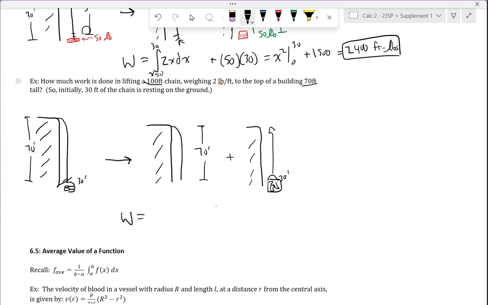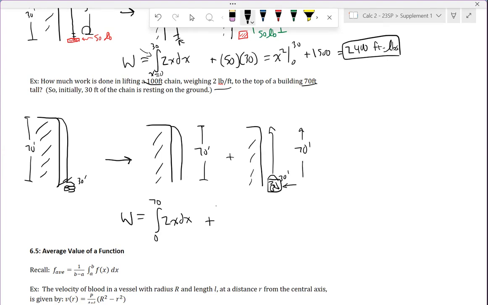So what's the work that's done? We still have 2 pounds per foot. Integral 0 to 70, 2x dx, just like up here, just getting that chain itself up to the top. Plus, well, here we just have a force that needs to move a distance of 70 feet.